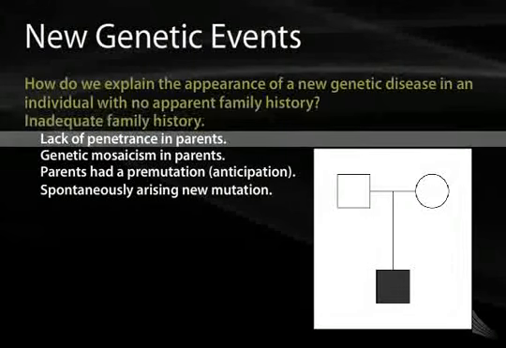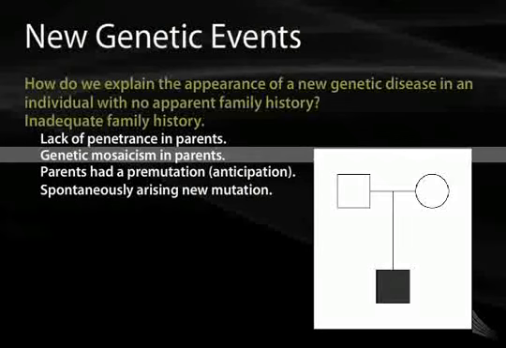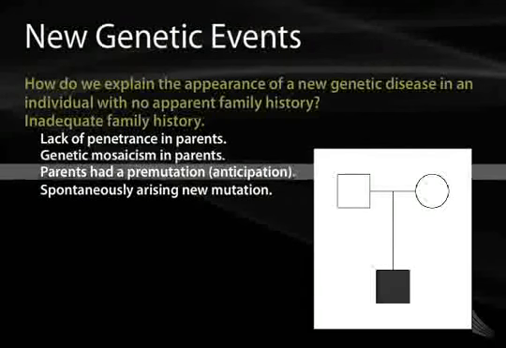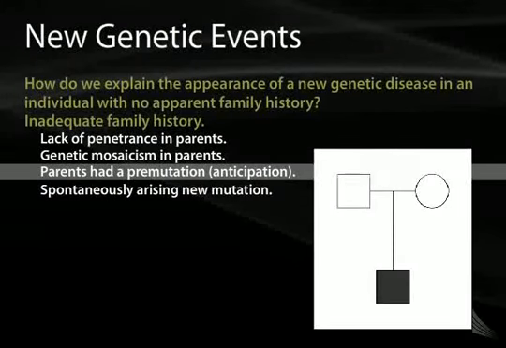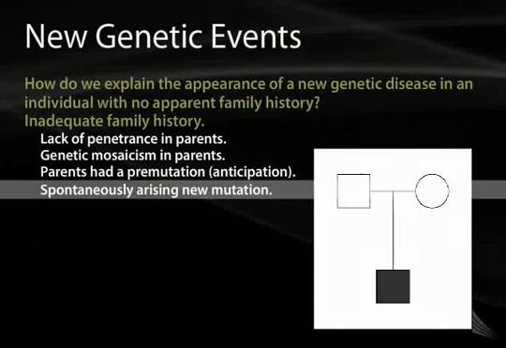Another thing could be a lack of penetrance in the parents. Maybe the parents have the genotype, but they don't express the disease. It could also be genetic mosaicism. Perhaps the mutation is only expressed in the gametes, so there again, the parents of the patient wouldn't express the disease. We could have a premutation event, this anticipation that we talked about earlier with triplet repeat expansions. Or it could always be a spontaneously arising new mutation. That's always something you have to consider. So lots of different possibilities to think about when you have a new mutation in a genetic disease.